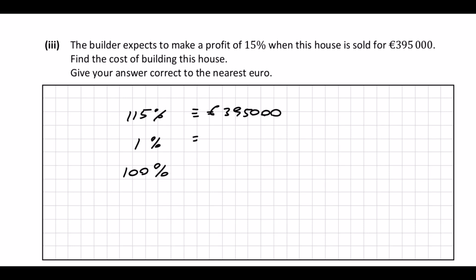So how do you go from 115 down to 1? Well, you divide 115 by itself. Divide 115 by 115. So do exactly the same on this side.